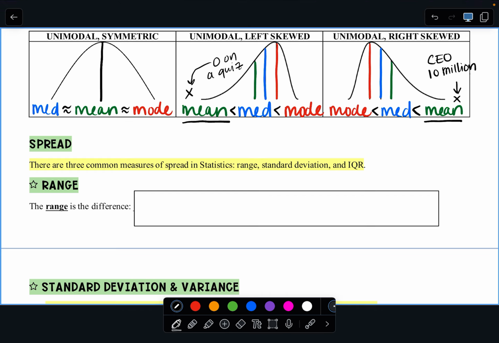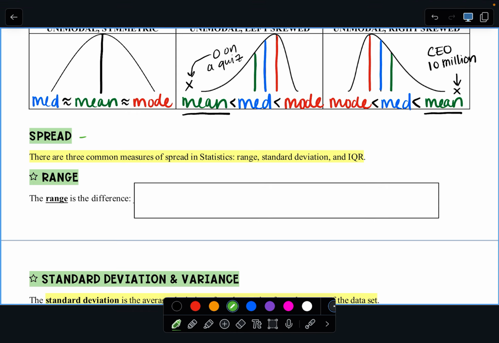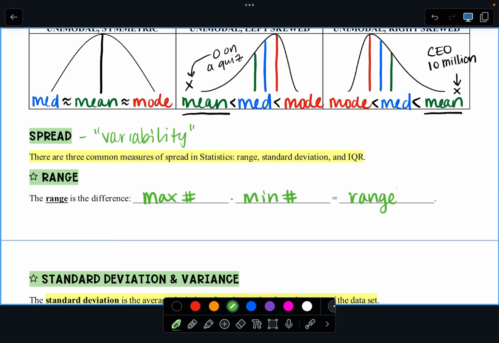Okay, center: you're picking mean or median. Mean for symmetric data, median for skewed data or outliers. That's a kind of summary there. Once you've made that decision, everything else falls in place. Once you've decided whether you're using the mean or the median, you will go in and talk about spread. Spread is the variability of the data, meaning how many different numbers do I have? How spread out are they? Are they close together? Are they far apart?